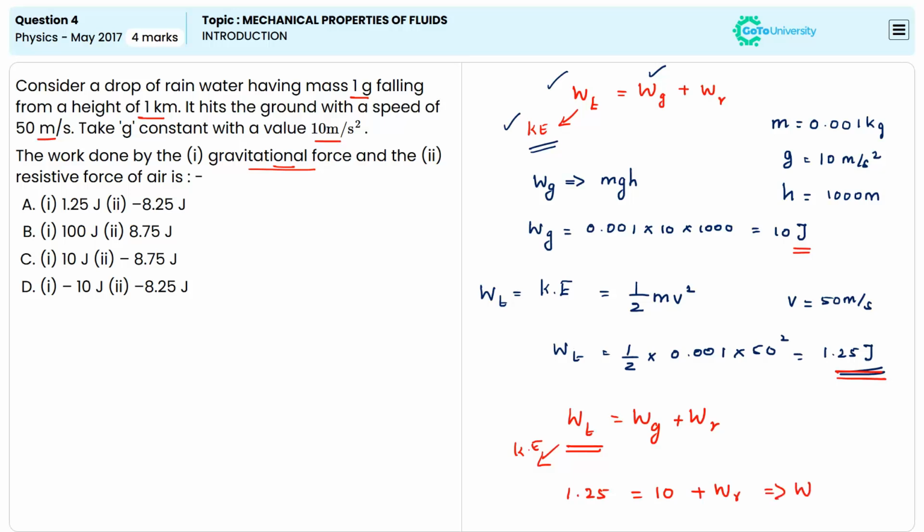So from this we can write the resistive work done is equal to 1.25 minus 10, which will be equal to negative 8.75 joule. So the value of work done by the resistive force is equal to negative 8.75 joule and the work done by the gravitational force is 10 joule. So the correct answer for the question is option C here.